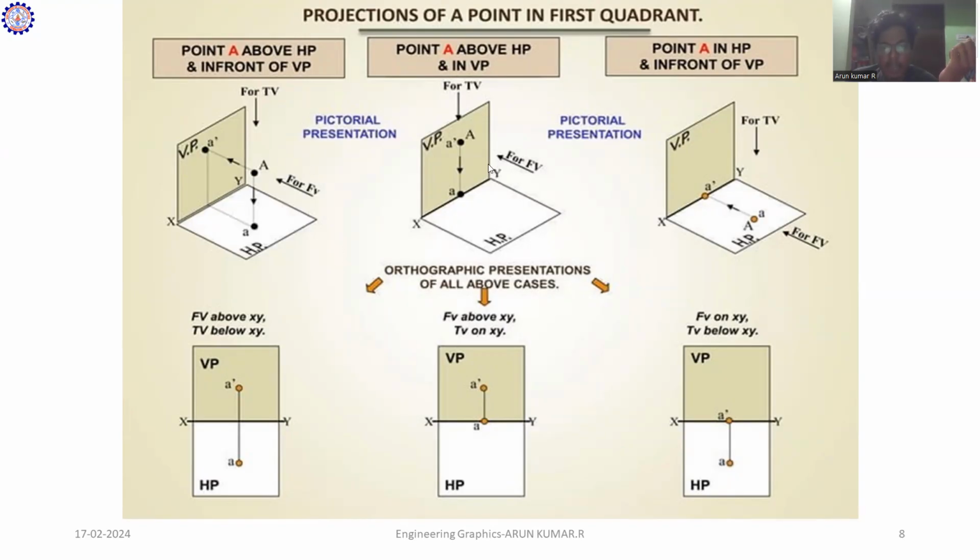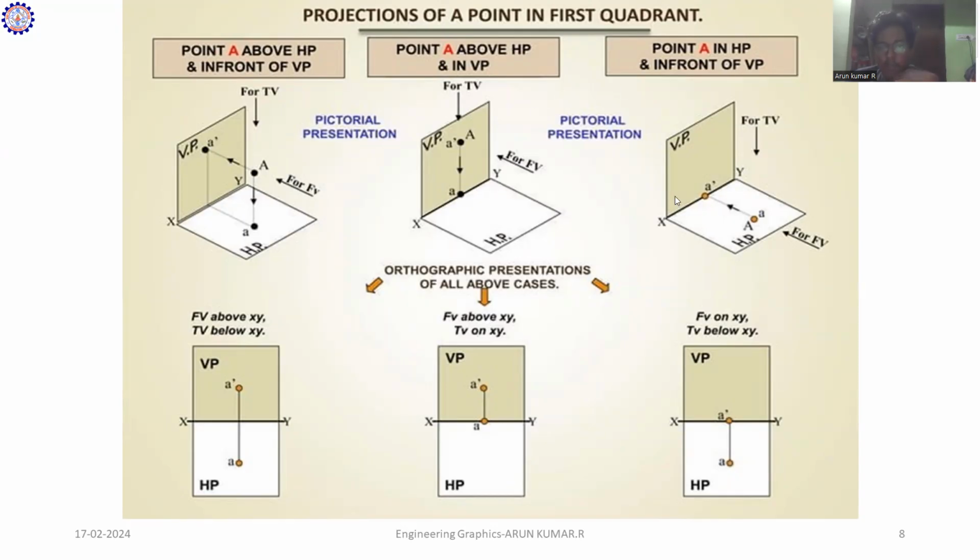For the next case, the point A is above HP and in VP. In VP means the point is located on the reference plane. If you look at point A located in the first quadrant, in the front view the point A dash is located at a particular height. Similarly, since it is in VP, the top view is seen with the point A lying on the XY line.